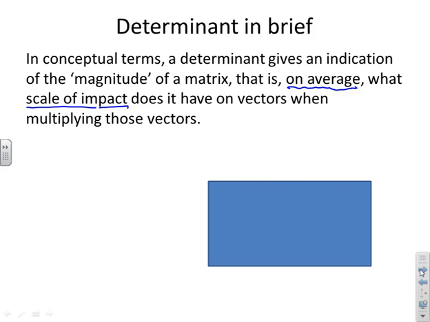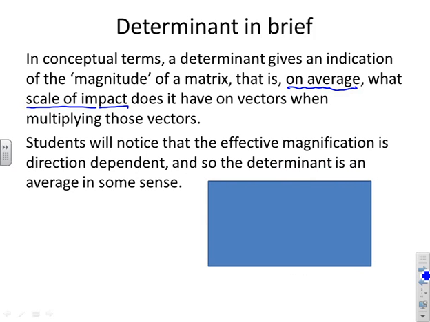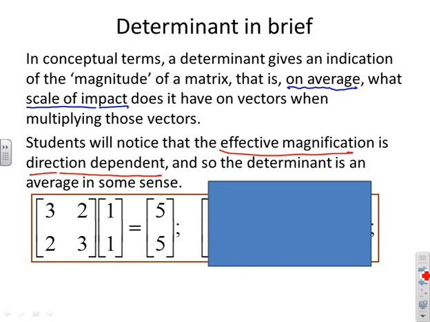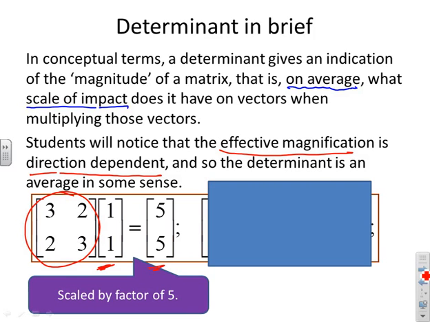So we've got some examples to demonstrate this. And students will notice that the effective magnification is direction dependent. That's very important. So as you change the direction of the vector, you get a different magnification. Here's a simple example then. You see we've got a matrix over here, 3, 2, 2, 3, and I'm going to multiply it by a vector 1, 1, and the result is 5, 5. So here, multiplying by the matrix has given me a magnification of a factor of 5.